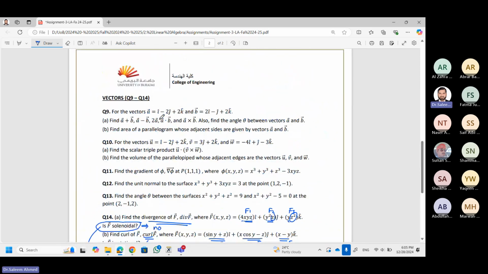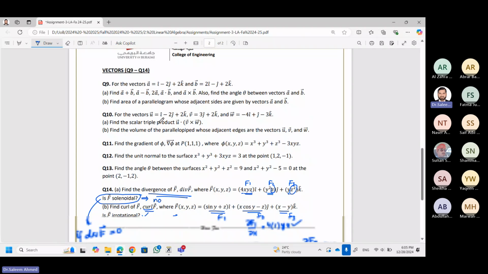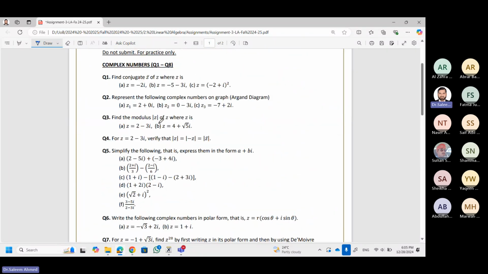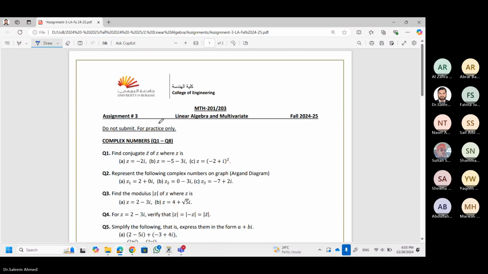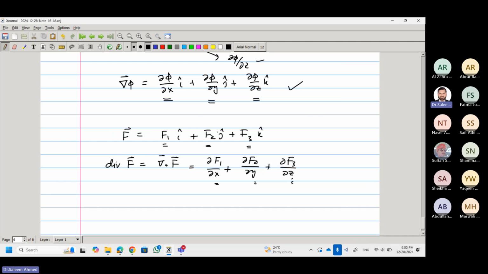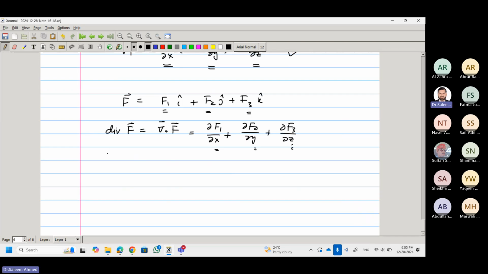Okay, so that's pretty much it in this section. So let me write curl here as well. So two things that we got from here, divergence and curl. Divergence was del dot f, curl is del cross f.